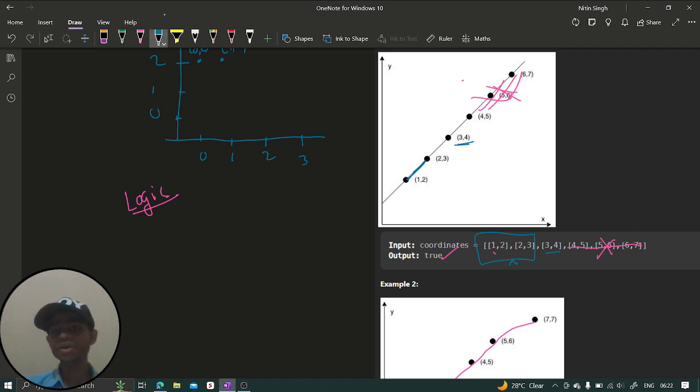For that, guys, we are going to use the concept of slope in math, because we know that the slope is always the same if the points are on a straight line. So we find the slope from the first point to this particular point, and from this point to the next point. Both should have the same slope. If they have the same slope, we do not return; we say this is coming under this line only. So we don't need to return false.